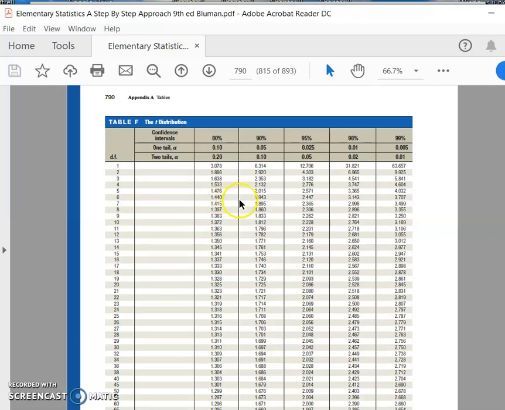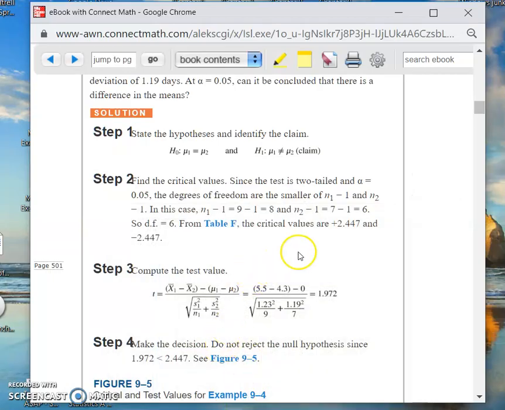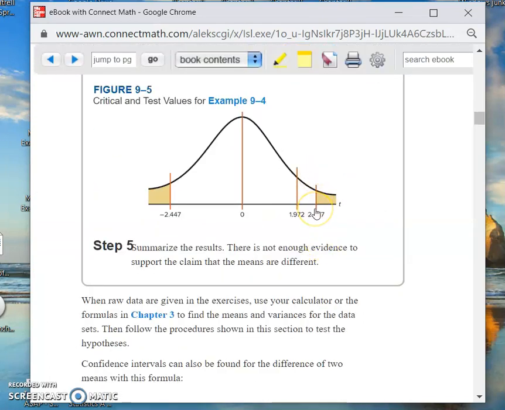Then we go across here. It is a two-tailed test, so we look up here, two-tailed, we want 0.05. So here's the two-tailed 0.05. We come down here to the appropriate row of 6. So that's 2.447. Let's see if I'm right. Critical value 2.447. Okay, here's our cartoon, 2.447.